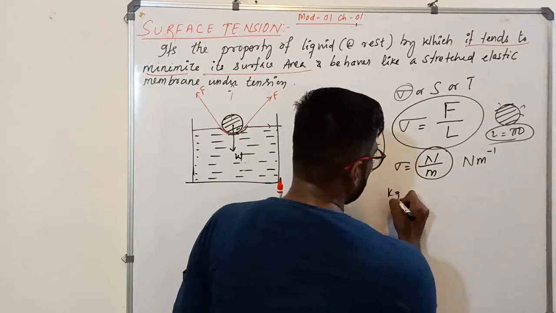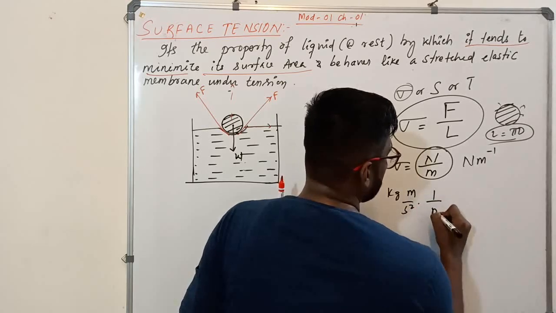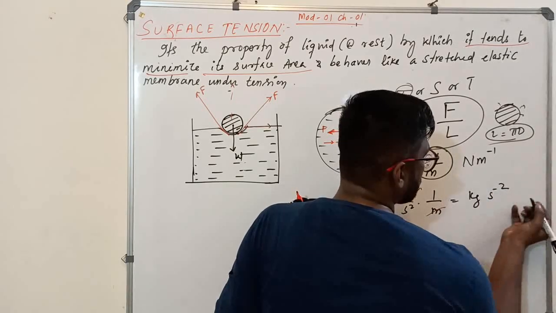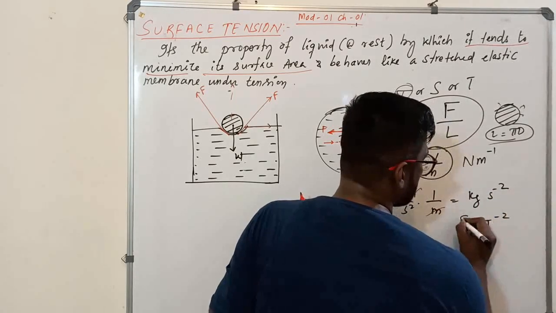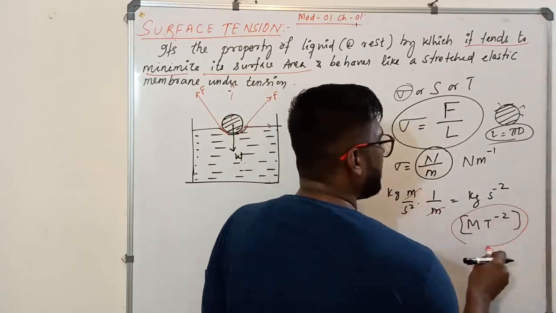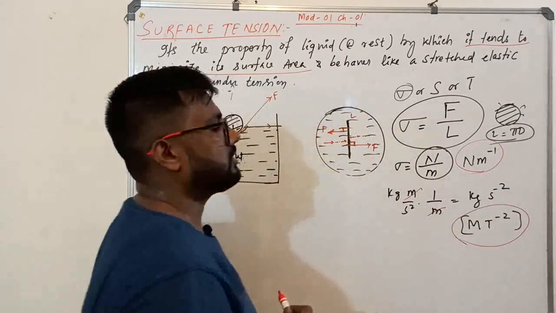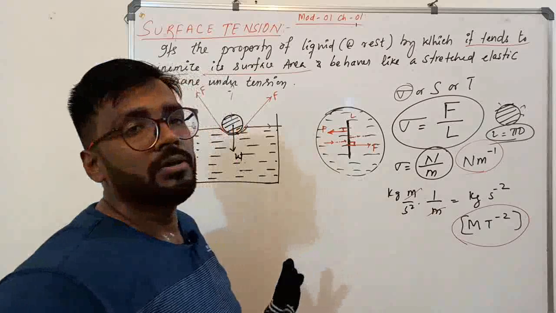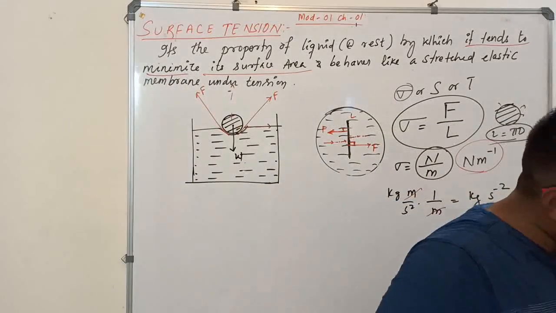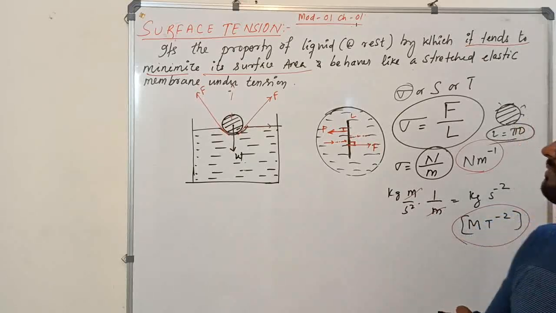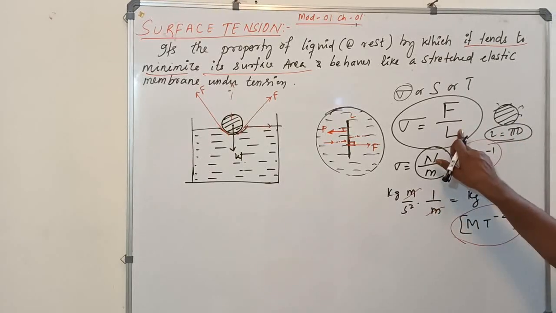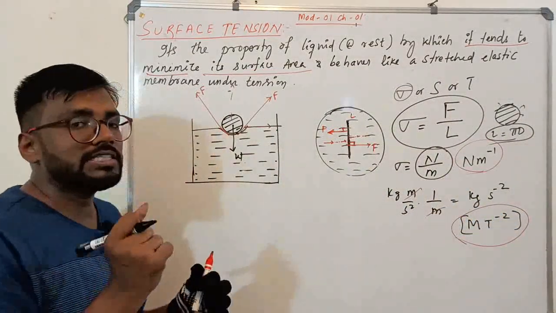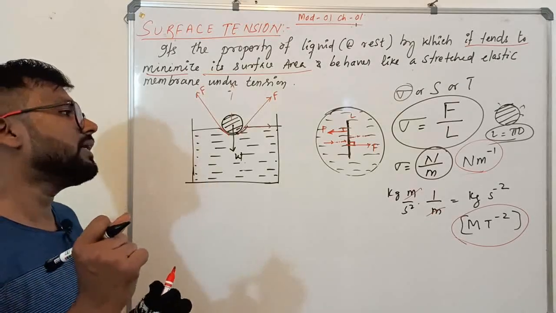Now we'll write the dimension. Newton means what? Sir, kg meter per second square. Meter cut T, so remaining is kg per second square. So the dimension is M T minus 2. Many times in exams they directly ask what is the unit and dimension of surface tension. The dimension of surface tension is M T minus 2, and the unit is Newton per meter. The magnitude of this force is nothing but the force per unit length. Tell me you understood. What is sigma? Sigma equals F by L, Newton per meter.